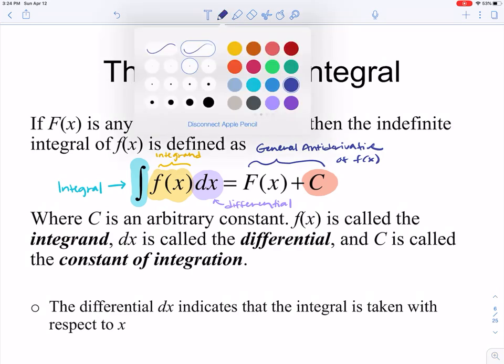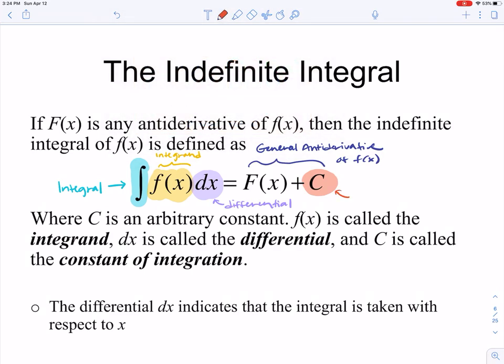And that c is what we call the constant of integration. Think in my classroom, that meme, the Salt Bae meme, sprinkling the plus c's.